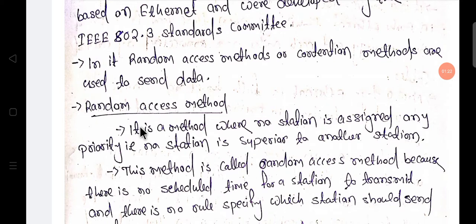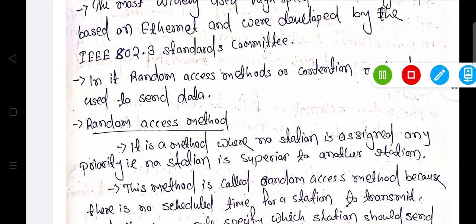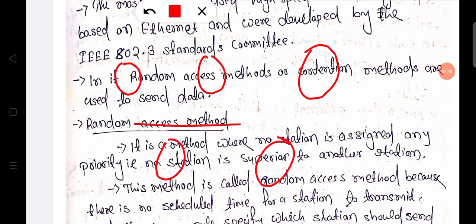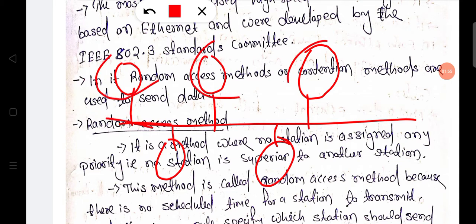It is a method where no station is assigned any priority, that is, no station is superior to another station. Here, station means the points. Let's say this is one station, this is one station, and this is the connection, this is the network. So here no station is given any priority.